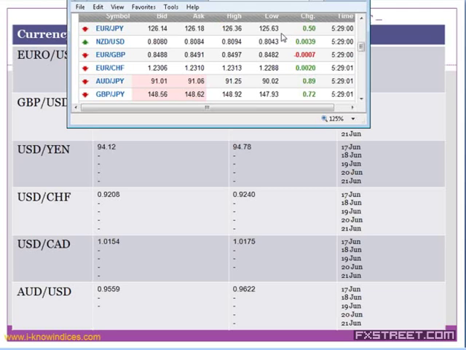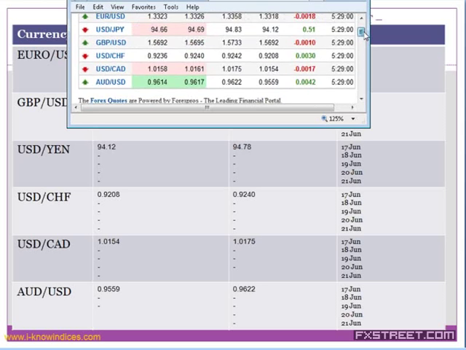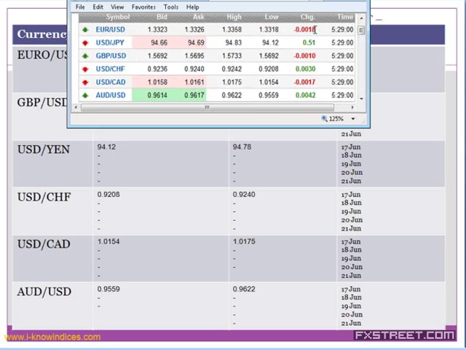126.36 is the high, 125.63 is the low, and a 50 pips positive net change is seen. So how has this 50 pips gain come? In the case of Euro, it is only an 18 pips negative net change, and in the case of Yen, a 51 or 52 pips positive net change.